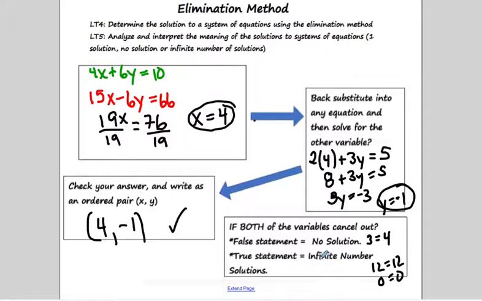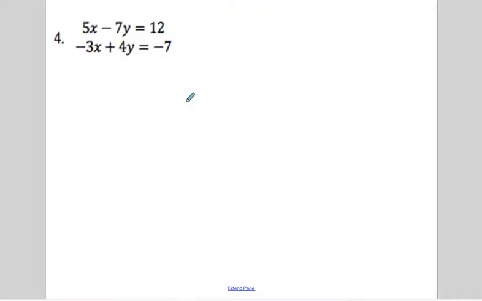This would be the same as if we were to graph them. Our two lines would be the same line. Our false statement, the no solution, means our two lines would be parallel lines. And so here's an example. This is number 4 on the back. Pause the video, try it, and then you'll see my answer. And yeah, that's the elimination method.